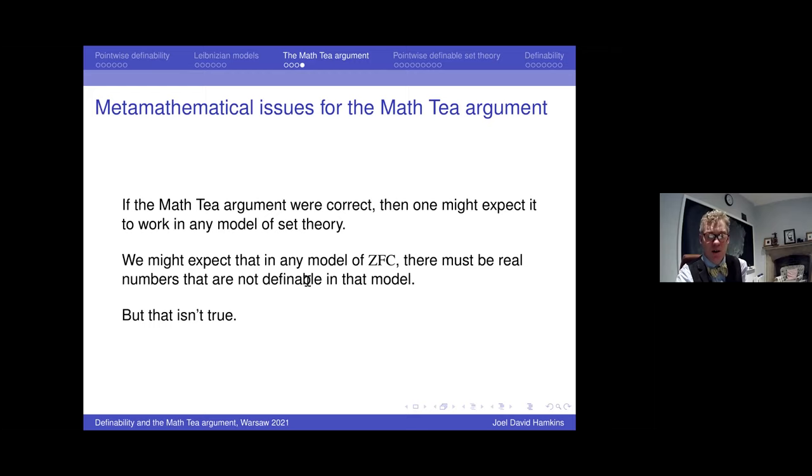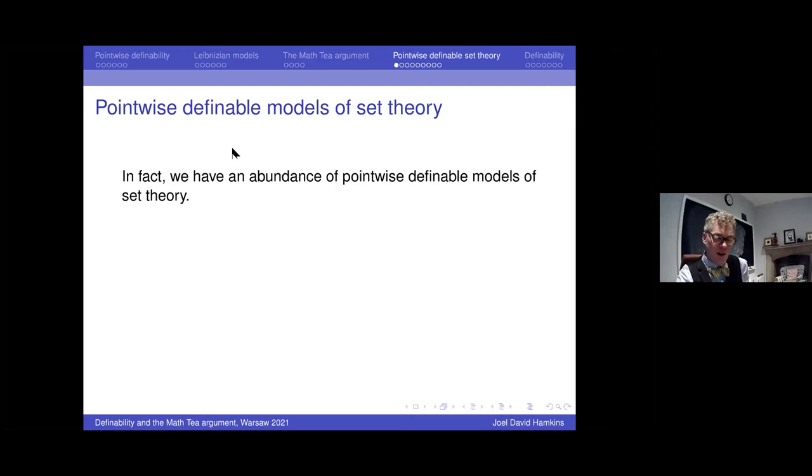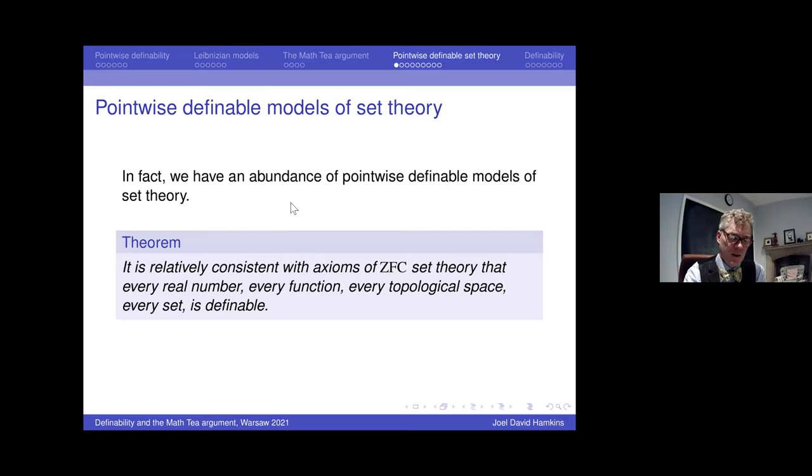Okay, so in fact, there's an abundance of pointwise definable models of set theory. So these are models in which every set, in particular, every real number, every topological space, every function, everything is definable without parameters in that model. Okay, so it's relatively consistent with the axioms of ZFC.